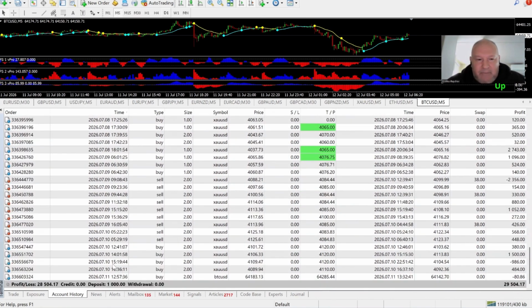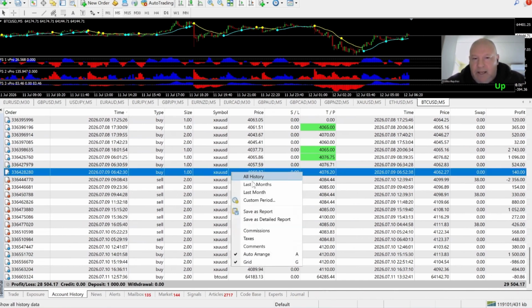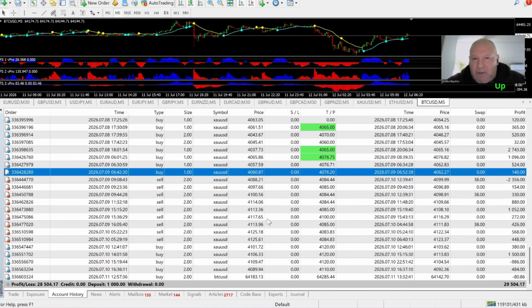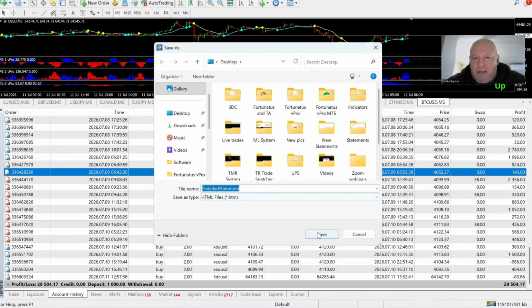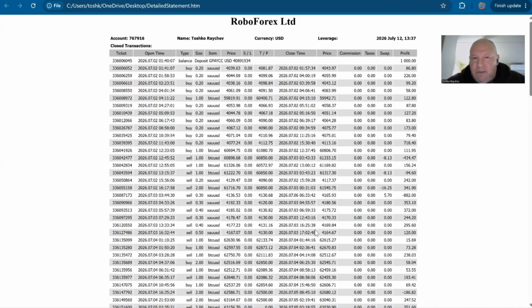And then at the end, on 11th, I already had over 29,000 in my account, as you can see. So it's probably around 2,800% gain in less than 10 days. All right, so now I will save this as a detailed report so we can see really what is going on.